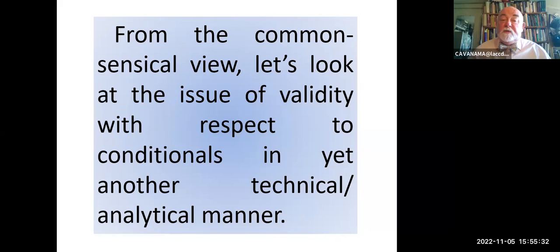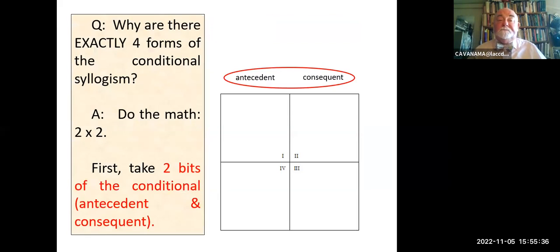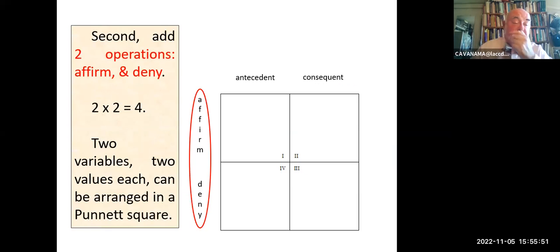Now let's look at the issue of validity with respect to conditionals in yet another technical manner. Our Punnett square again. Why are there exactly 4 forms of the conditional syllogism? Well, do the math. 2 times 2 equals 4. You take 2 bits of the conditional. What are those 2 bits? You should memorize this at this point. Antecedent and consequent. And what are the 2 operations? You can affirm or deny either of those 2 bits.